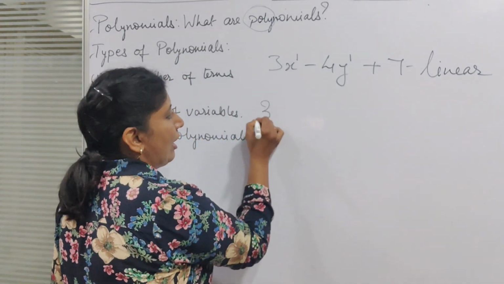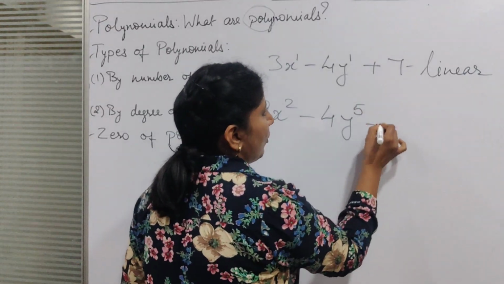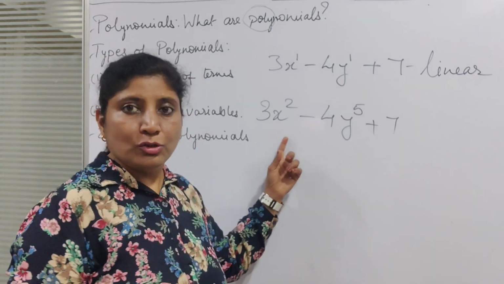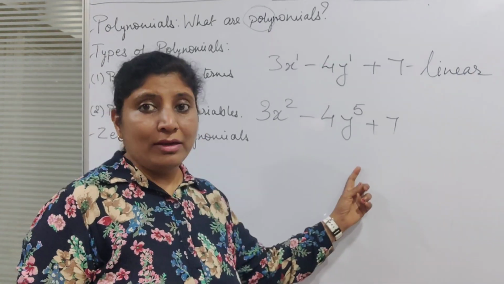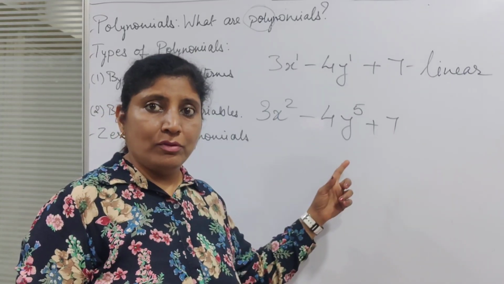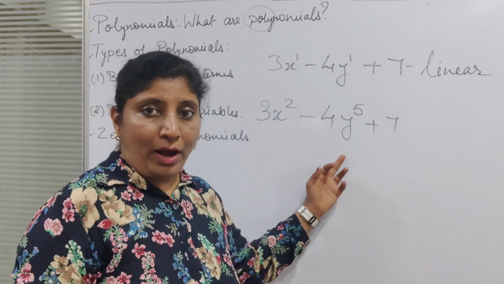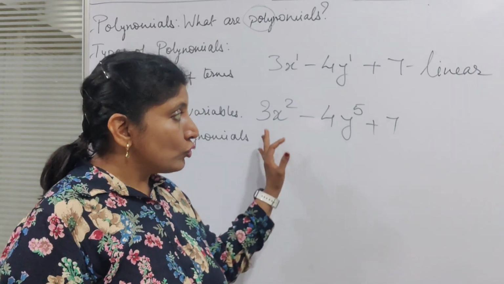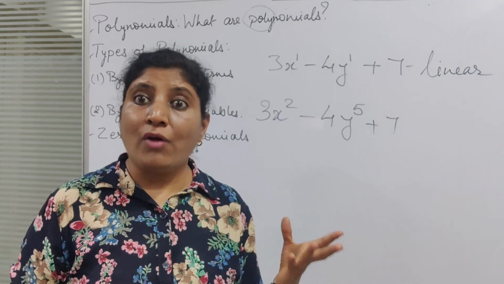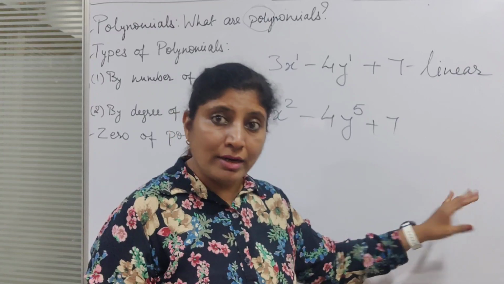Let's say I have 3x square minus 4y to the power 5 plus 7. What is the degree of x? 2. Degree of y? 5. So what is the highest degree? 2 or 5? See, 7 is constant. It has no variable, so there is no question of degree. 5 is the highest degree. So such a polynomial is termed as degree 5, polynomial in 5 degree, right? So that is how you can define.